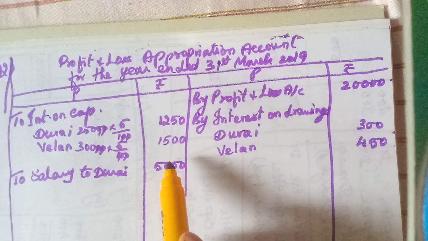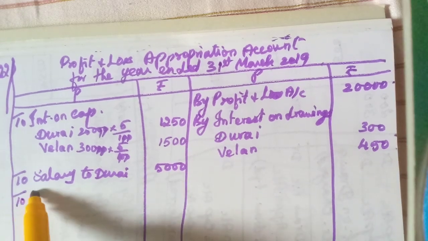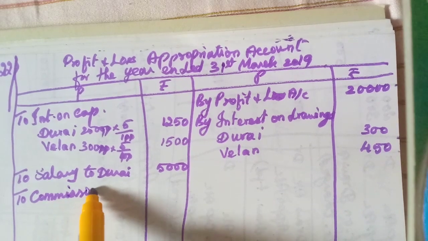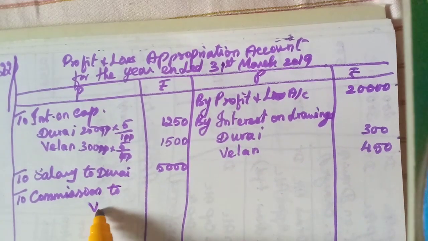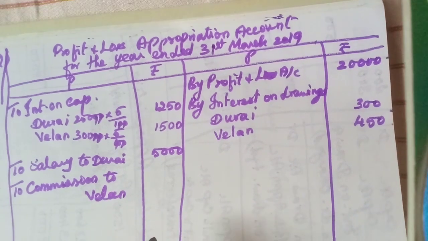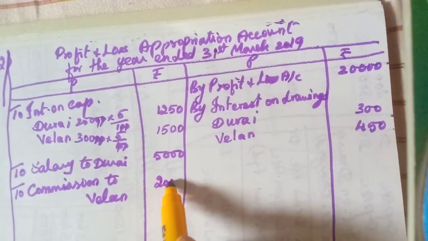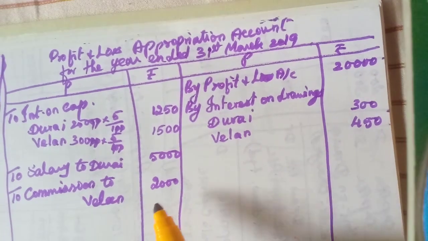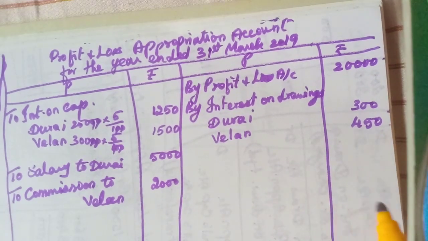Then E, Velan to receive a commission. So to commission to Velan. 2,000. So all the adjustments over? Yes, isn't it? Now we need to calculate the profit. Total on the credit side is more, isn't it? So we have to leave space and write the total amount. Here, to 20,750, isn't it?